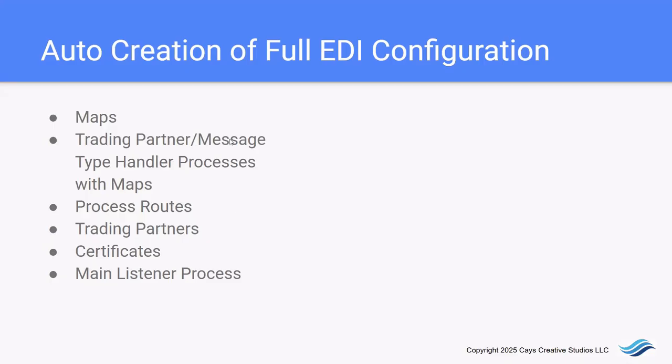So basically in this case here, we generate a full range of EDI configuration, including the maps, the trading partners with the message type handlers and processes with maps. We generate process routes and certificates and so on.